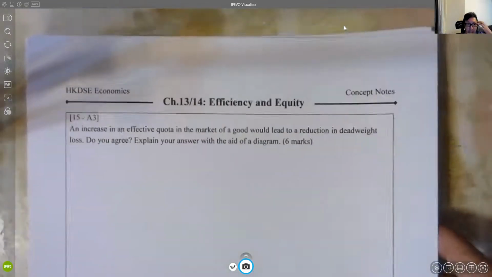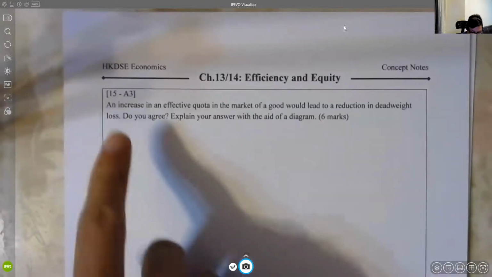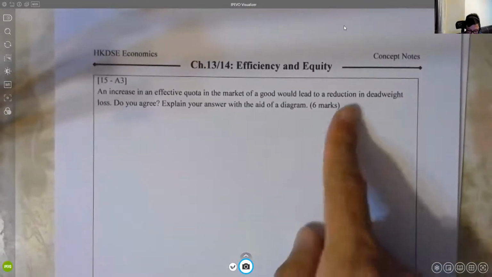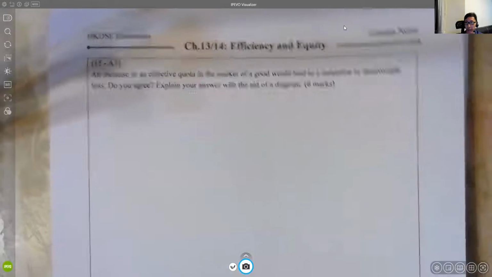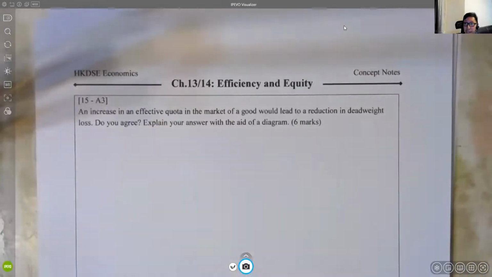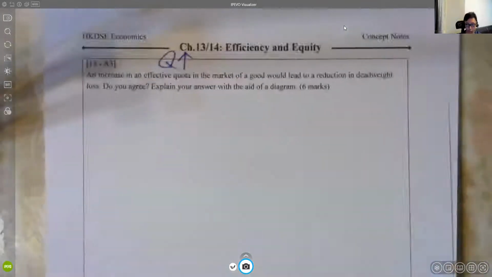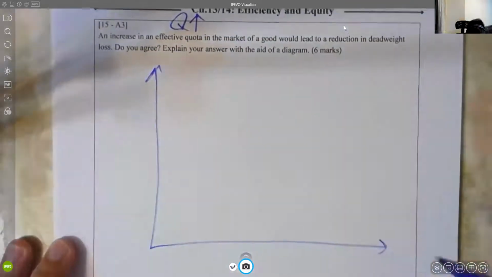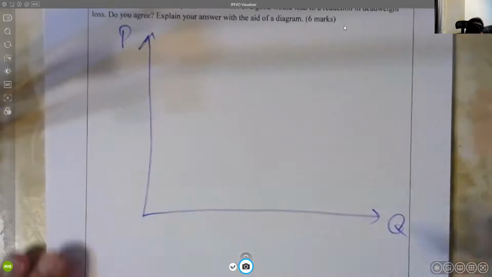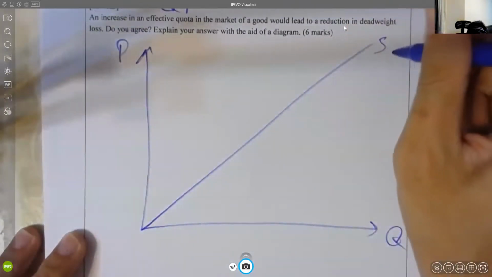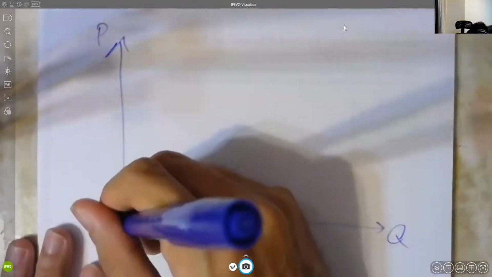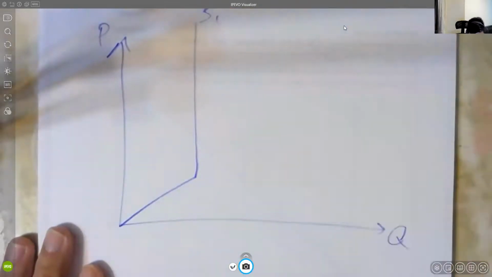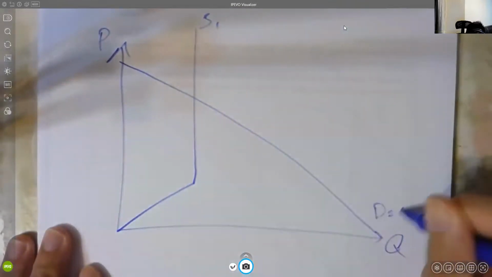好啦，最後一個啦。Now, 2015, question A3. Now, an increase in an effective quota would lead to a reduction in dead weight loss. Do you agree? OK, 嗱，記住 increase in effective quota means that Q increase. So let's start here. P and Q, right? P and Q. This is a supply. Let's call it, actually, no. Actually, 嚟多次。Sorry, 畫錯咗添。You should draw something like this. This is a P and Q, right? 好嘛 Now, original supply right here. This is our S1. Demand equals MB right here.